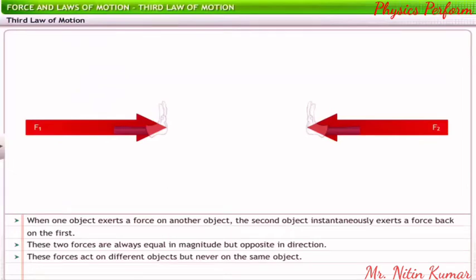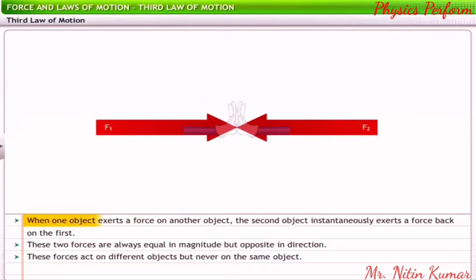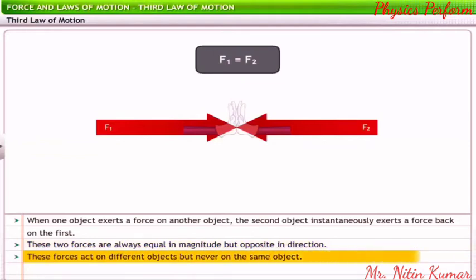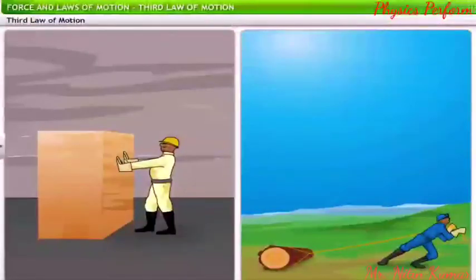Newton's third law of motion, also known as the law of reactive forces, states, when one object exerts a force on another object, the second object instantaneously exerts a force back on the first. These two forces are always equal in magnitude, but opposite in direction. These forces act on different objects, but never on the same object.